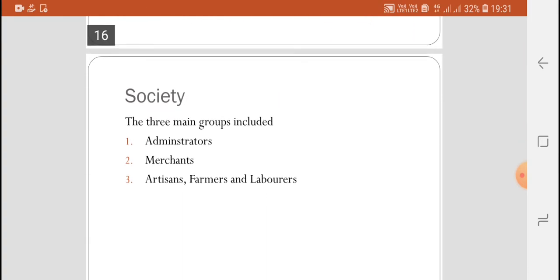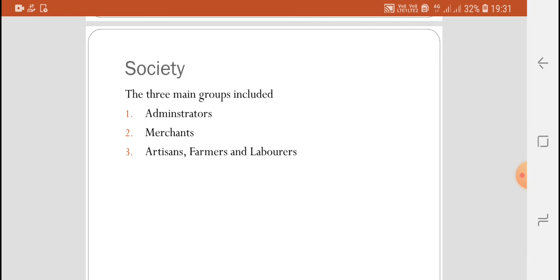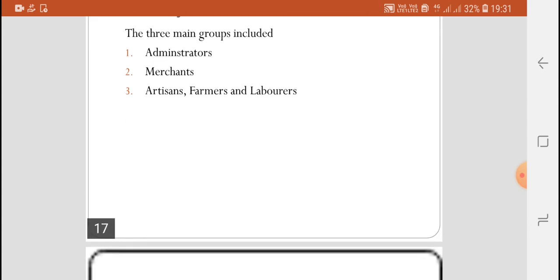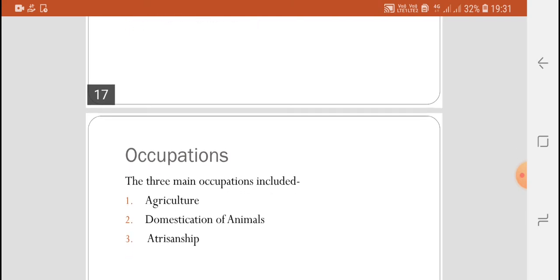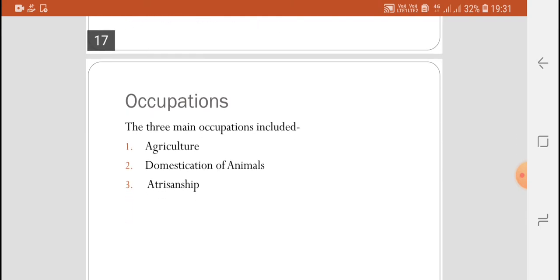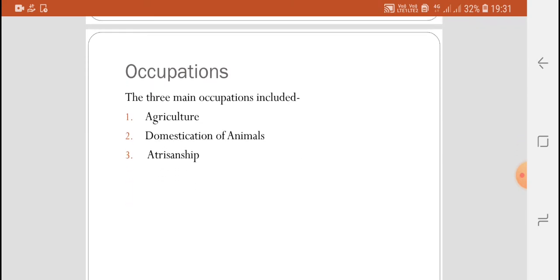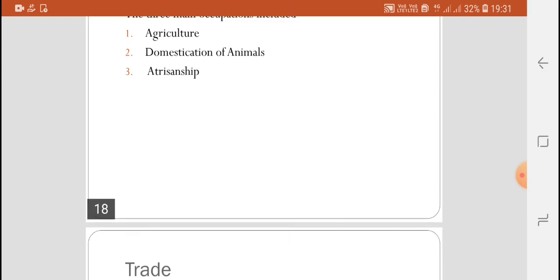Let us understand the society, the people who lived in the civilization. There were three main groups: administrators, merchants, and the third one was artisans, farmers, and laborers. The three main occupations included agriculture, domestication of animals, and artisanship. So they were very hardworking people.